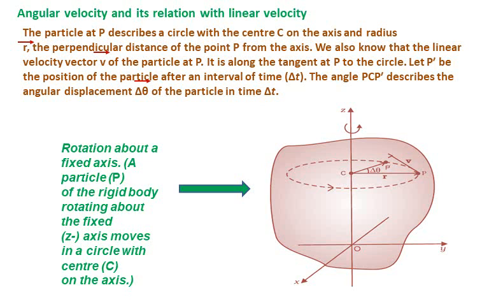The figure shows rotation about a fixed axis. A particle P of the rigid body rotating about the fixed z-axis moves in a circle with center C on the axis. We know that the linear velocity vector v of the particle at P is along the tangent at point P to the circle. The angle PCP dash describes the angular displacement delta theta in time delta t.